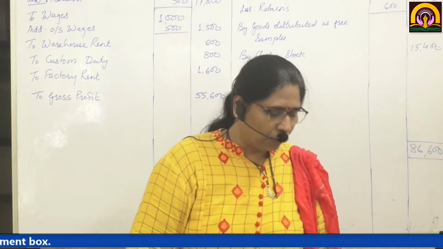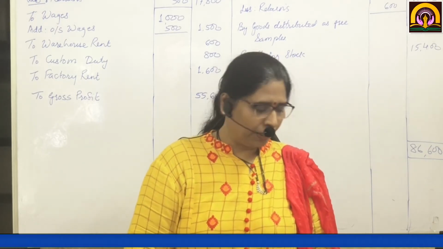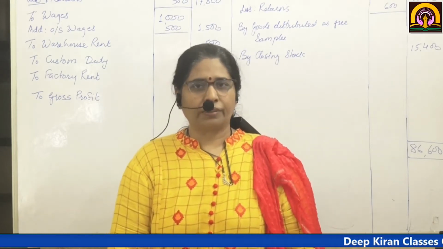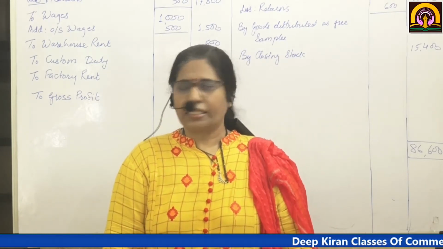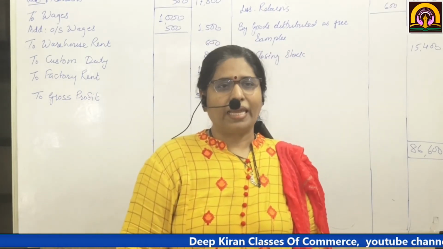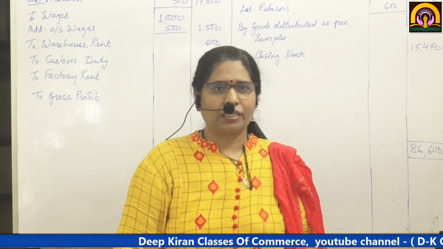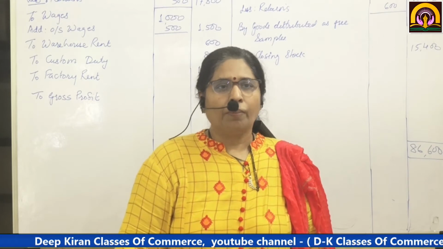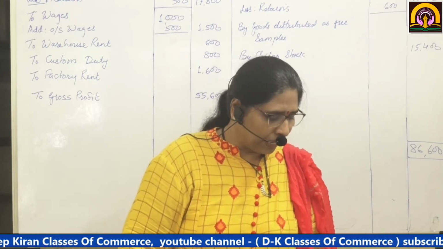Wages, trading account debit side. Insurance, profit and loss account debit side. Unproductive wages. What does this mean, unproductive wages? This means indirect expense. It is an indirect expense. It is not related with production. So it will appear on the profit and loss account debit side.